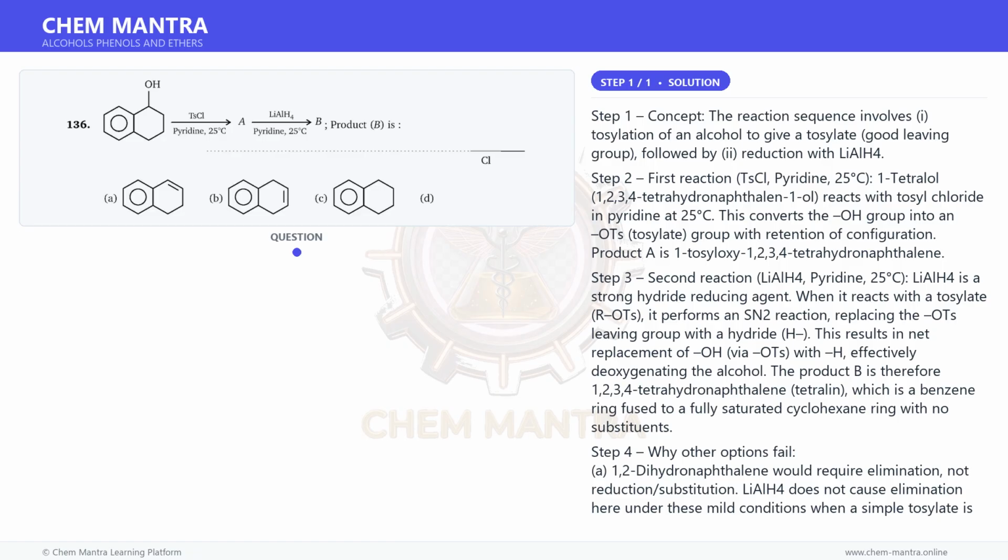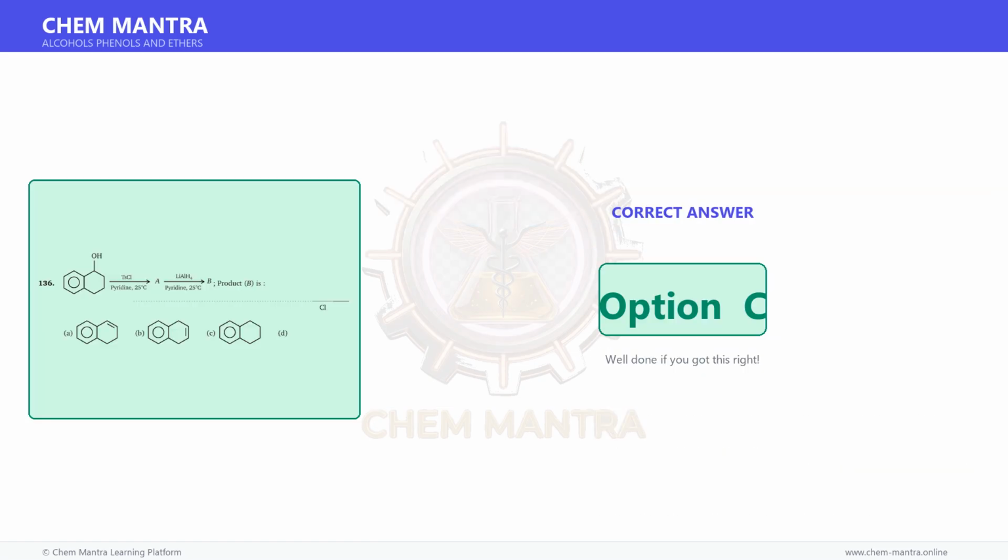Step 5, conclusion. The sequence TsCl, pyridine, tosylation, followed by LiAlH4, SN2 reduction, converts the secondary alcohol into the corresponding C-H compound. The product B is 1,2,3,4-tetrahydronaphthalene, tetralin, which matches option C. Therefore, the correct answer is option C.